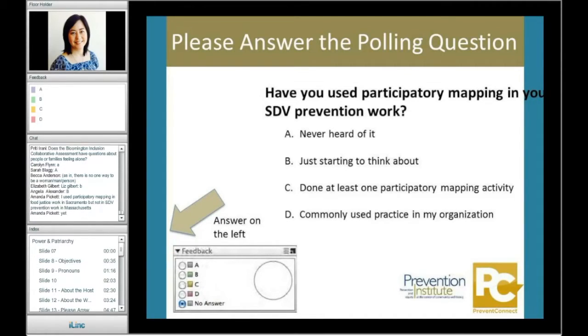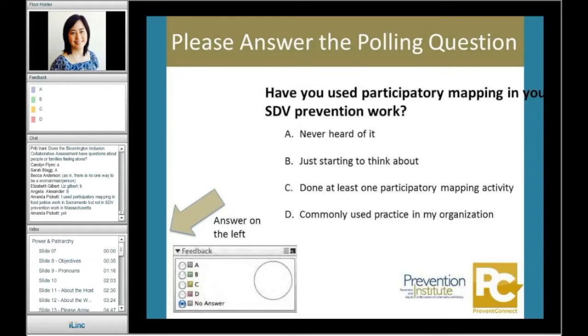What does it look like? So it looks like you have a large portion of folks who have never really heard of it before. But as more answers come in, we have some people who are definitely starting to think about it. A few that have done it at least once, and then it looks like we have one person who commonly uses it all the time. So okay, well, great array.